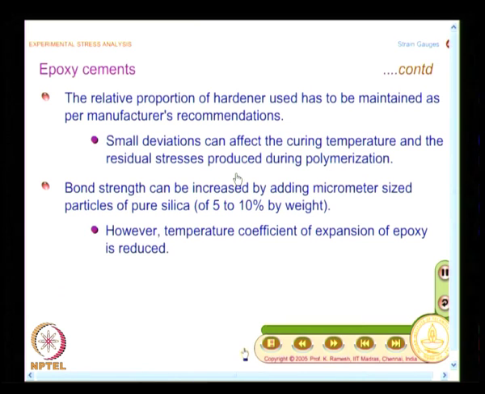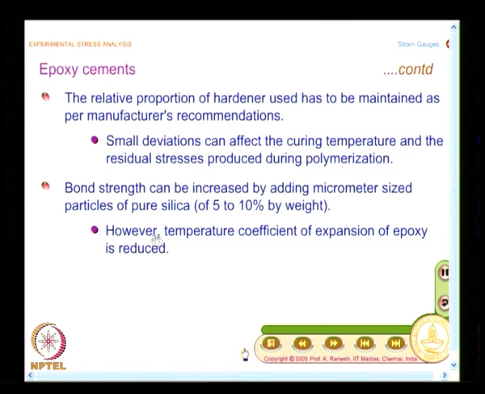And in certain applications, in order to ensure that strain of the specimen is faithfully transferred to the strain gauge, you may want to have a higher bond strength, and this can be increased by adding micrometer sized particles of pure silica. It is about 5 to 10% by weight. You have that kind of adhesive in photoelastic coating also, which permits smooth transfer of strain from the base material to the strain gauge. You need to have a high bond strength. For high strain applications, it is better that strain transfer is done without loss.